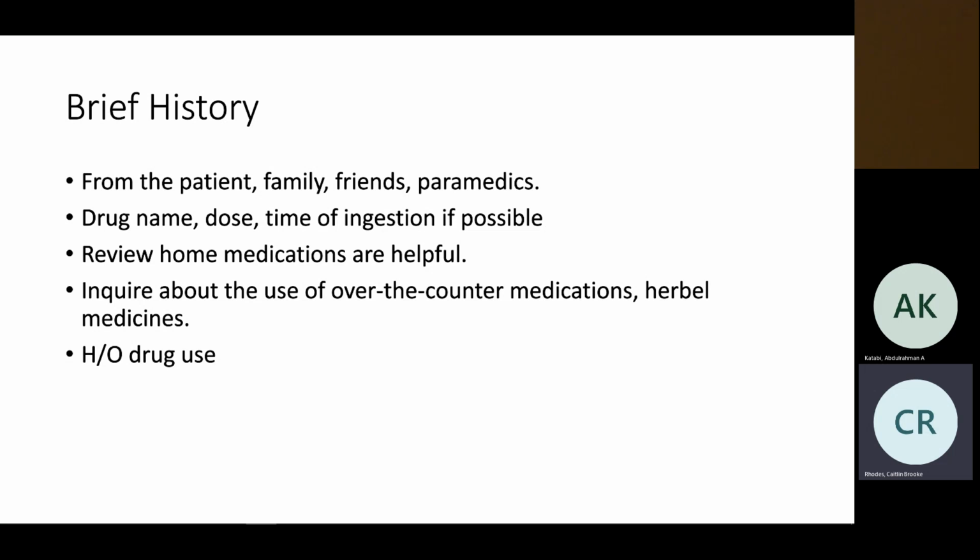Time of ingestion, as I mentioned, is important. Reviewing home medication is important too. That might give you a clue what medication he had. Also, you have to look for over-the-counter medications, herbal medicines, and any history of drug use.